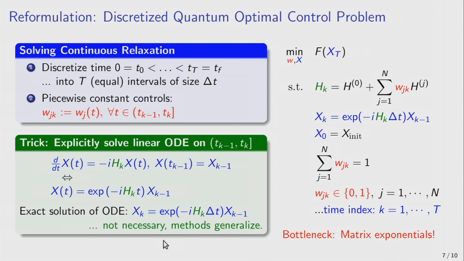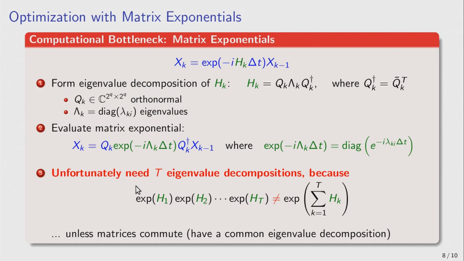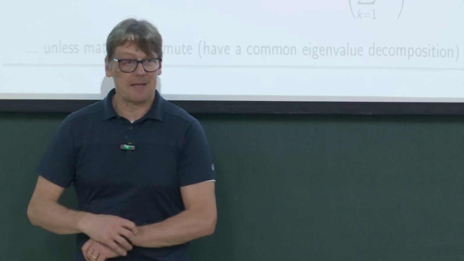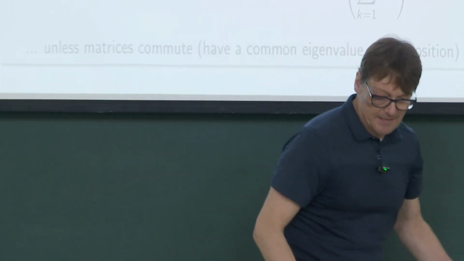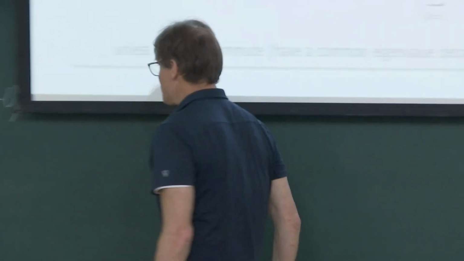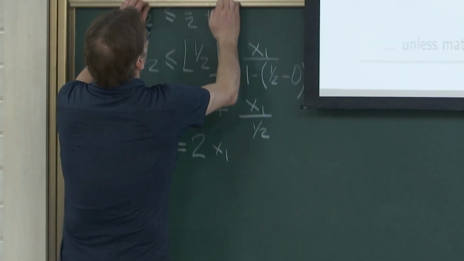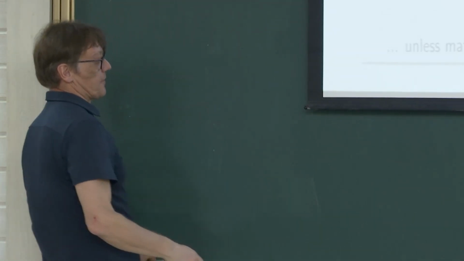Okay, so this is cool, but there's one problem in these instances: you need to form these matrix exponentials, and that's the hard part, and that's where the integer optimization is going to help us. So why are matrix exponentials hard? Because unfortunately, the exponential of a matrix is not just the exponential of the components.